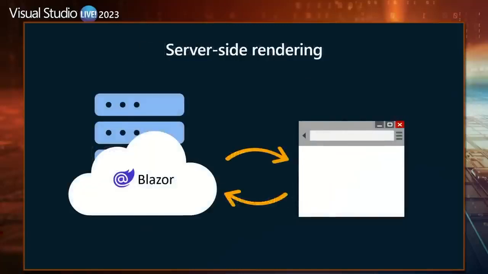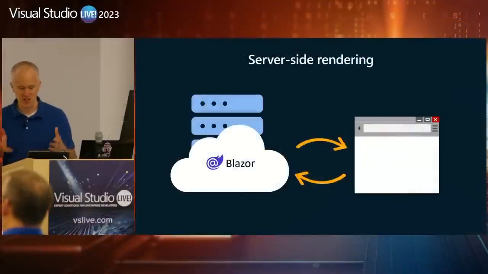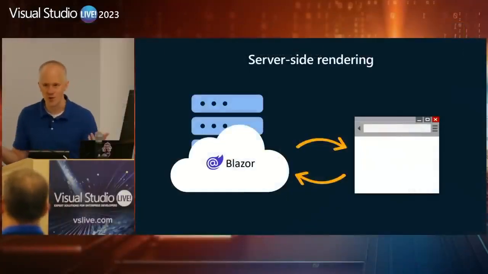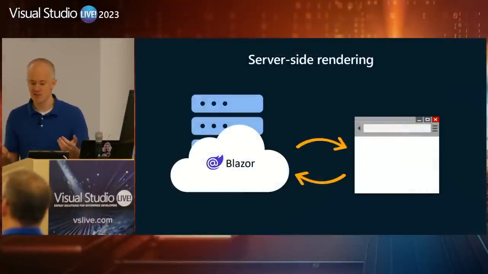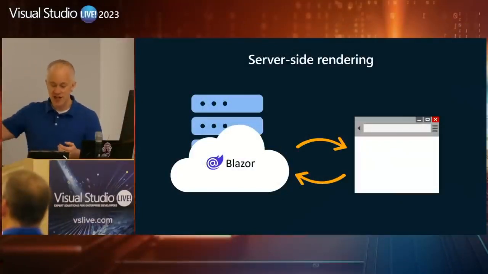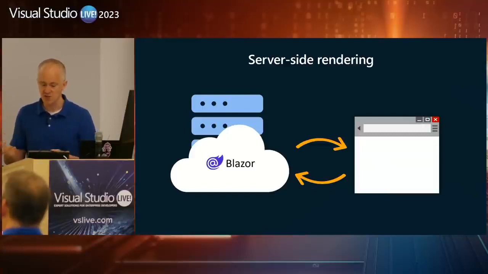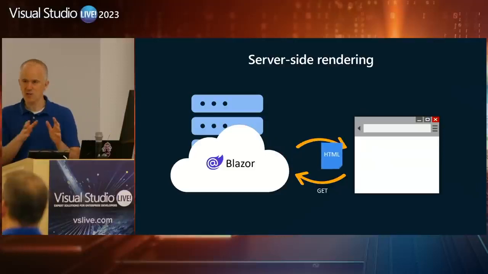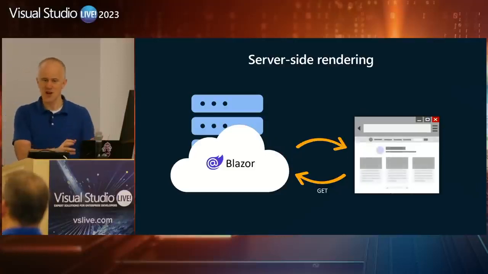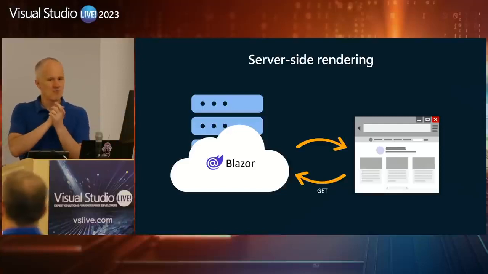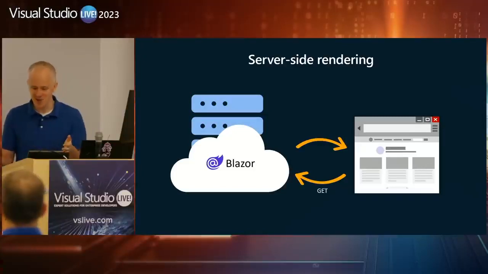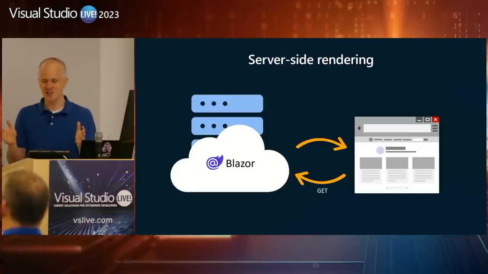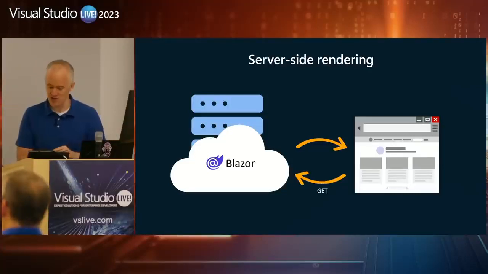Now, I imagine most of you are probably already familiar with server-side rendering in one form or another, especially if you've used frameworks like WebForms or MVC or Razor Pages. Server-side rendering means you're generating HTML from the server in response to a request. Server-side rendering with Blazor means that you're going to route the request to the right component on the server, and then that component will render HTML directly to the response. There's no WebAssembly, there's no WebSockets involved here. You're just getting plain old HTML rendered to the browser in response to requests.